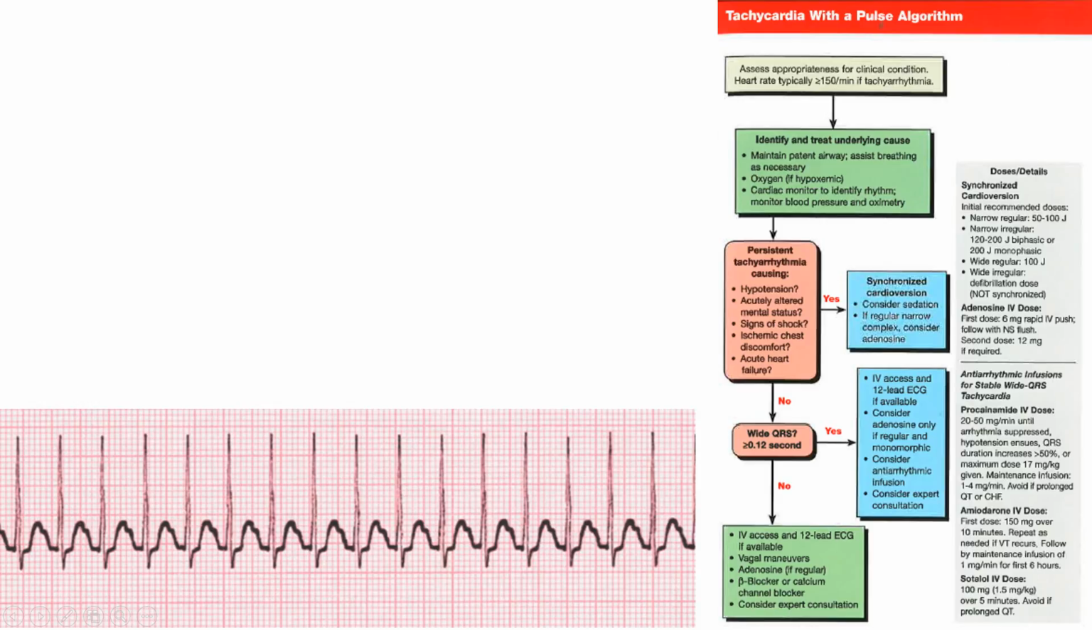So what if you do not have a wide QRS? You have a normal QRS or a narrow QRS. In that case, you want to get IV access and 12-lead ECG if available. Consider vagal maneuvers. So vagal maneuvers, you basically have this nerve called the vagus nerve, and it runs down through your neck, and you can mess with it by pressing places on your neck, and you can also do something called the Valsalva maneuver, which is basically you act as if you're going to poo, but you don't really poo, and it puts a bunch of pressure on there.